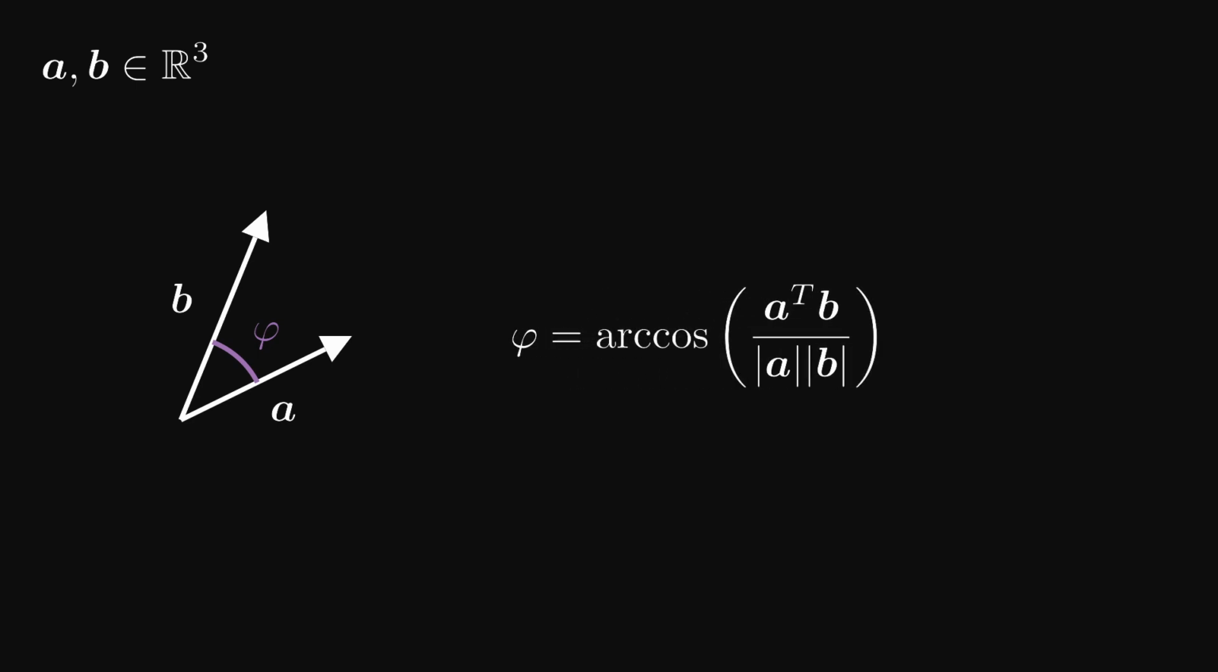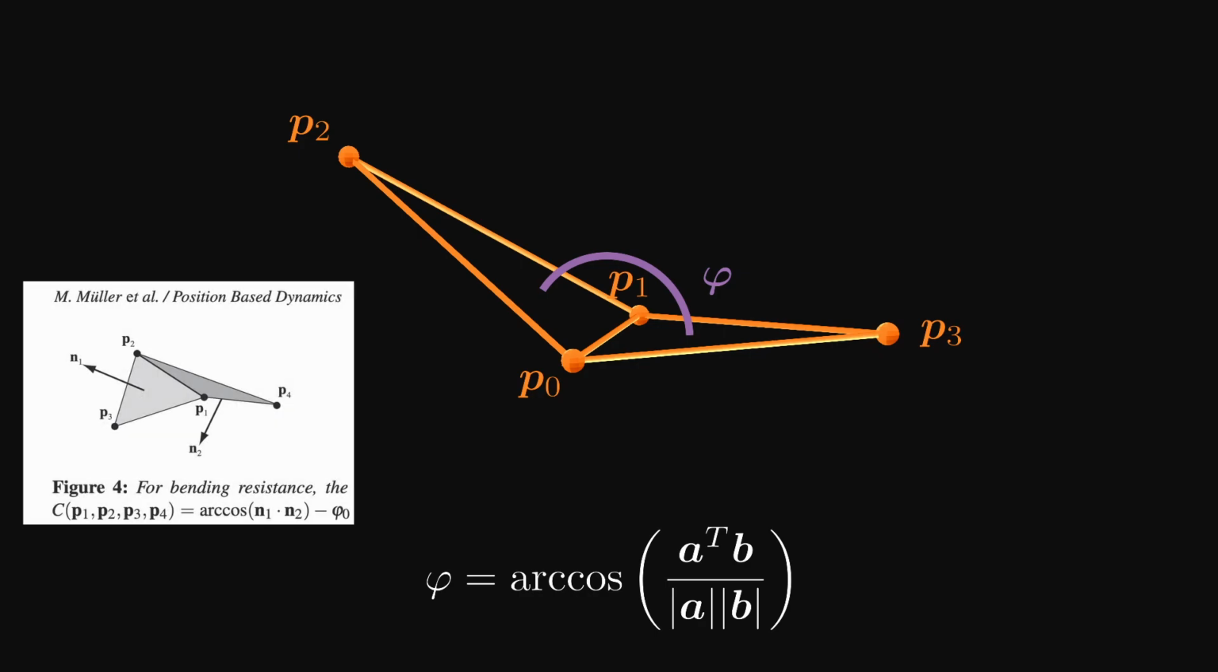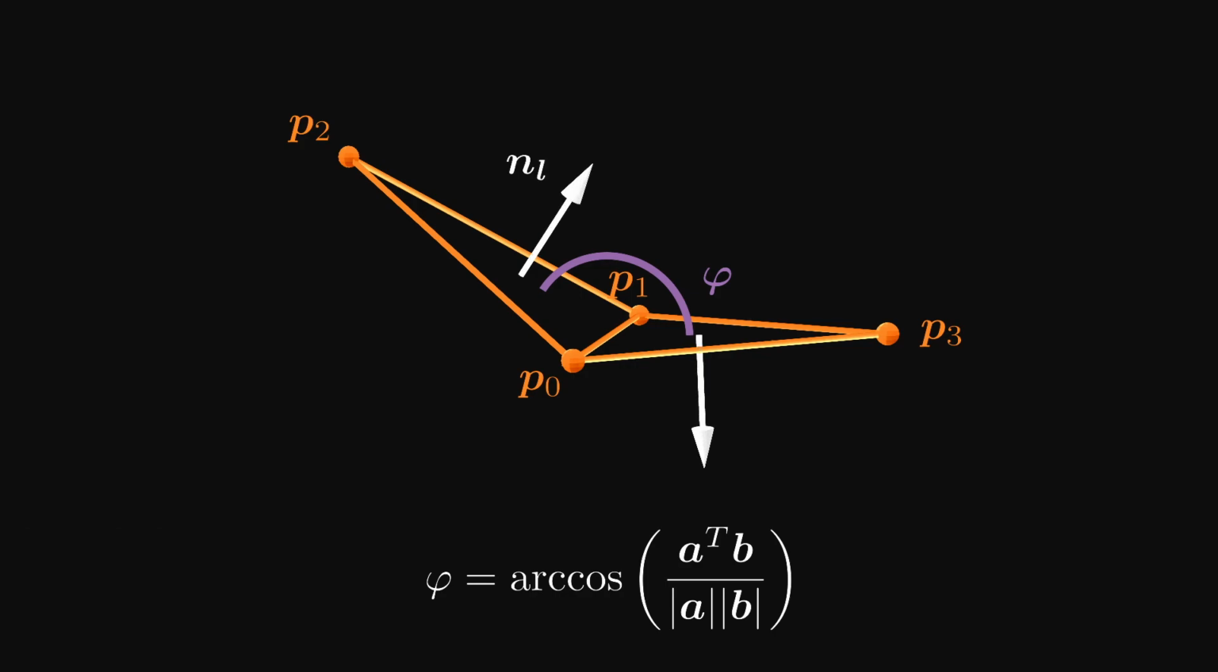Computing the angles can be done using the dot product. For any two vectors a and b, where the smaller angle between them is named phi, the dot product can be defined like this. It is equal to the length of a and b and the cosine of phi multiplied. After rearranging the equation, we can now compute phi. But which vectors should be used for the two triangles? For this, I followed the original position-based dynamics paper, where they use the triangle normal vectors. I named them nl and nr, referencing the left and right triangles.